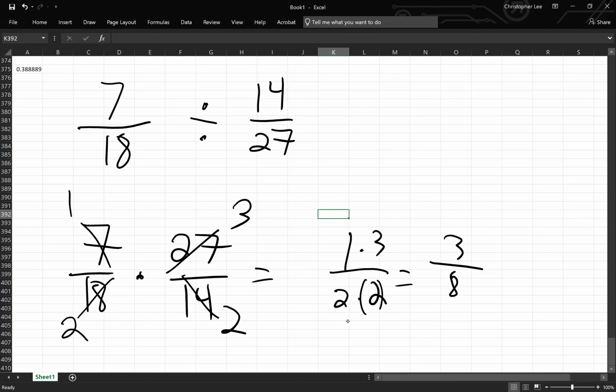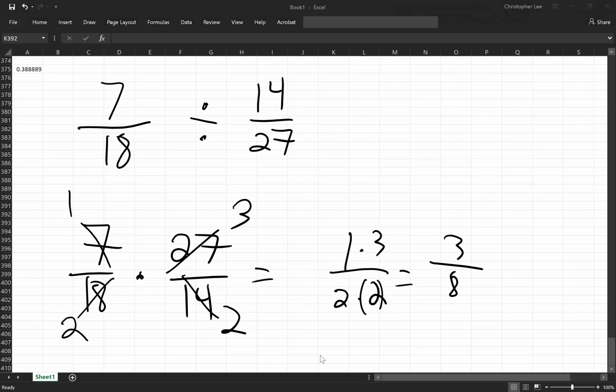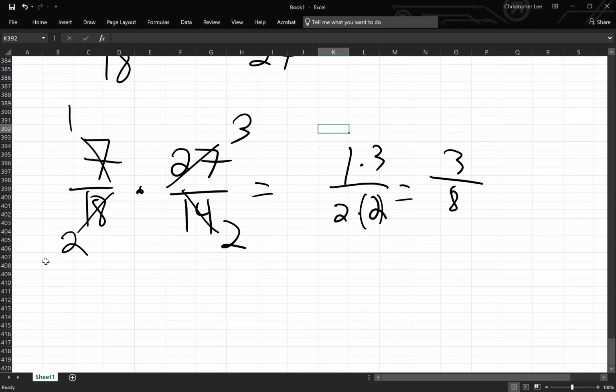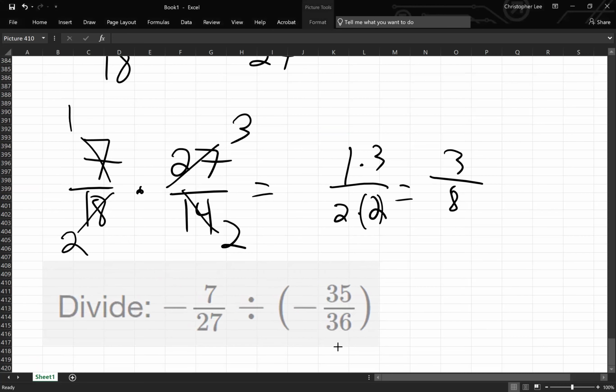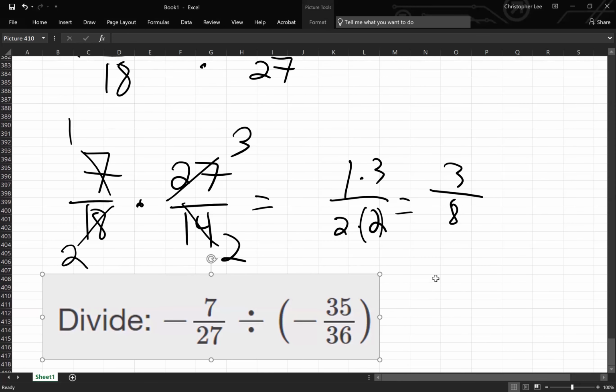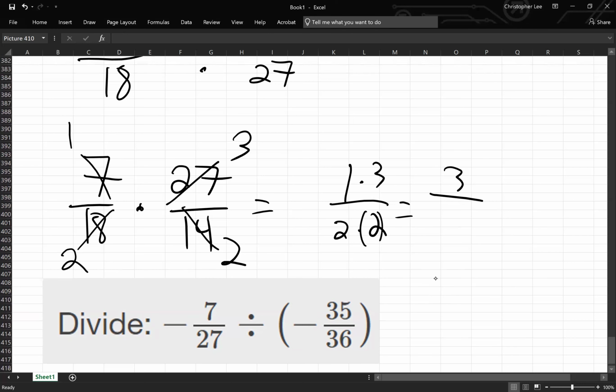Questions on this? So keep, change, flip. Keep the first fraction, change division to multiplication, flip the second one. That's the trick to doing this. Try this. Whoops, it's 4, right? Yeah. Sorry about that.